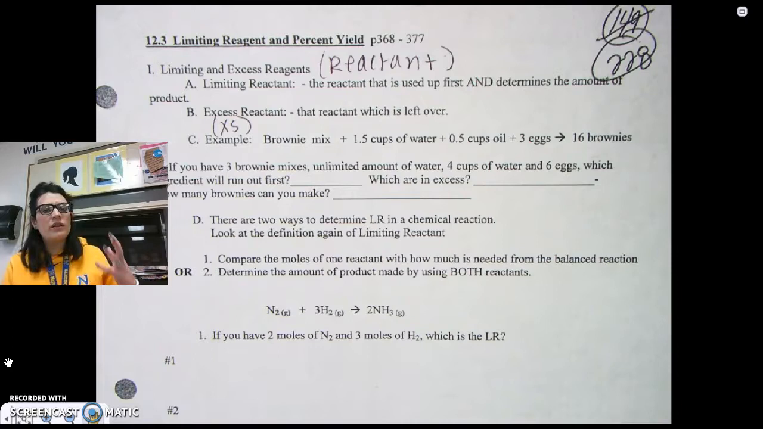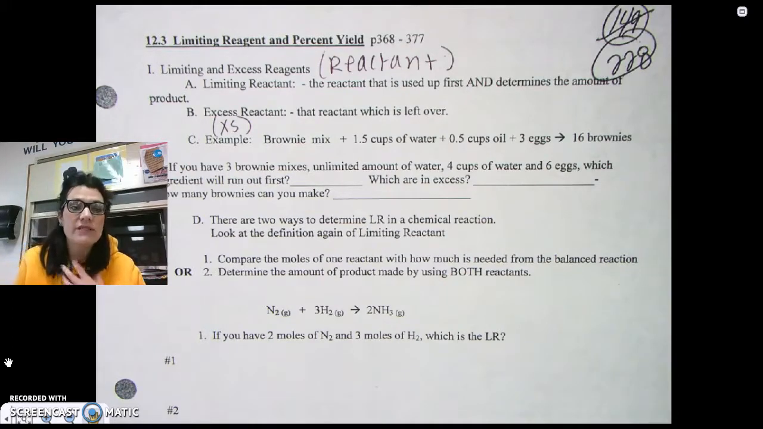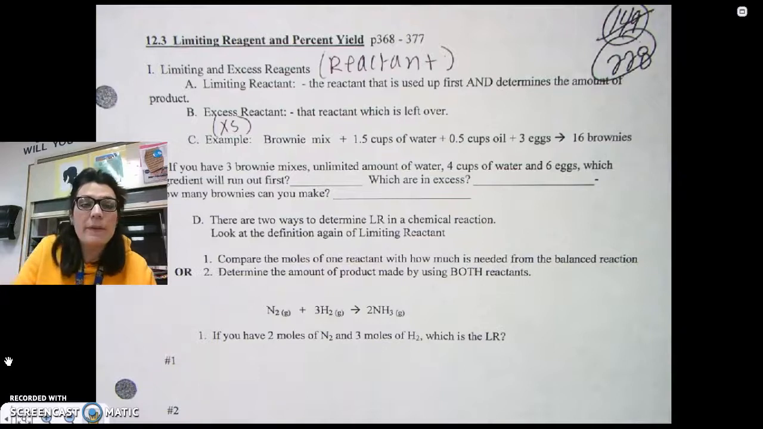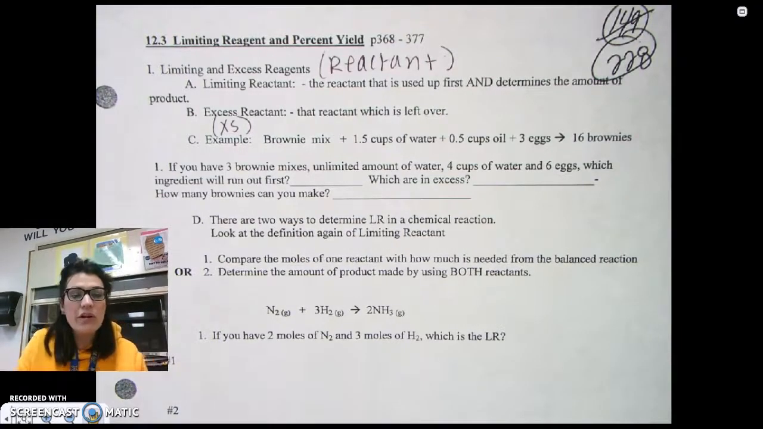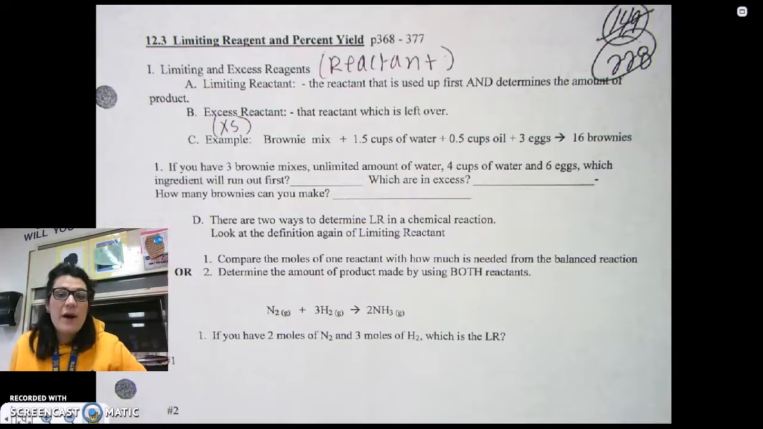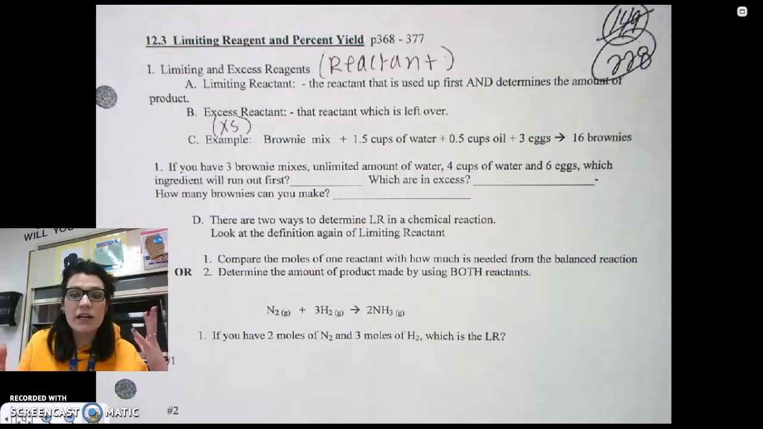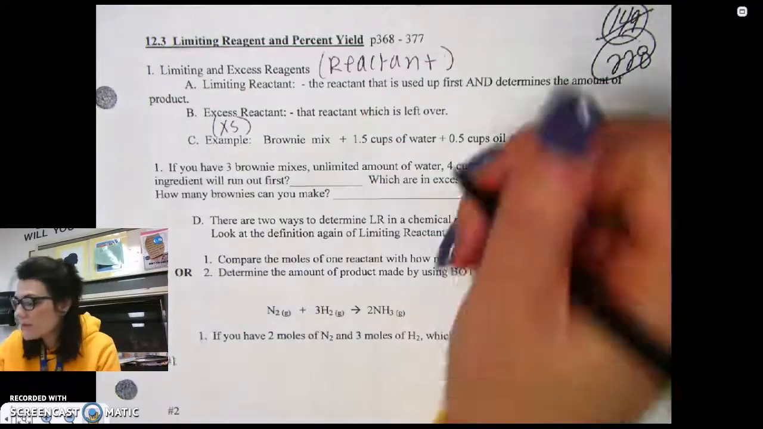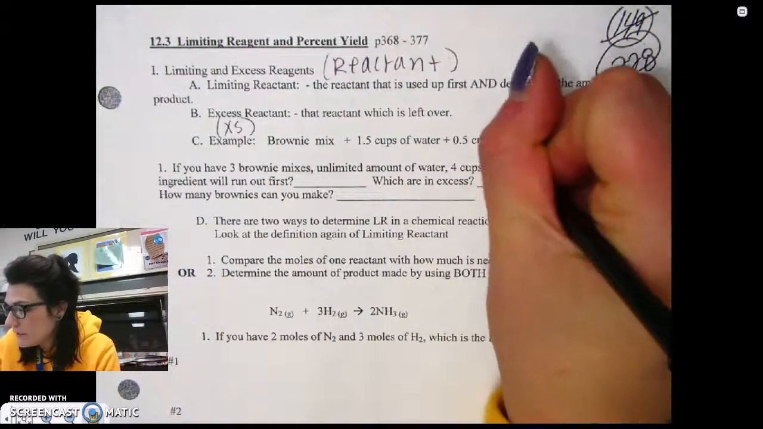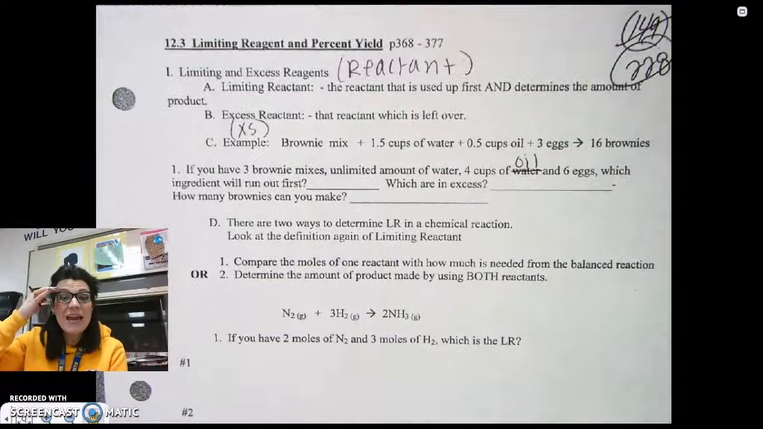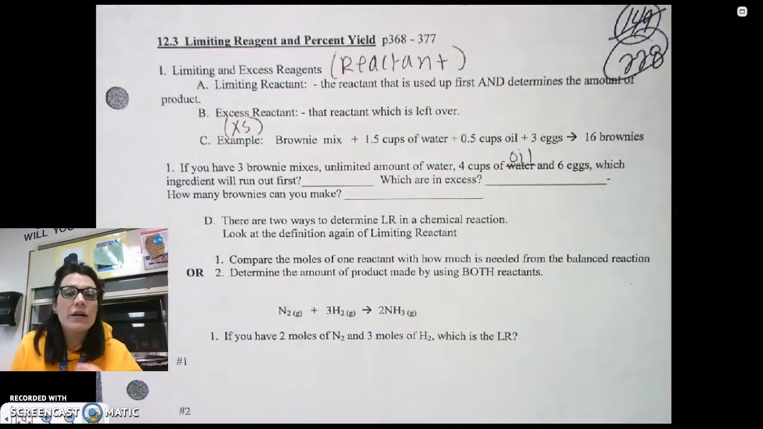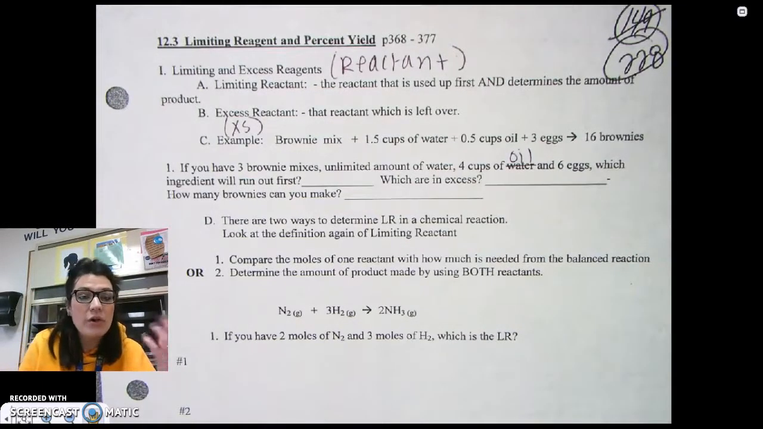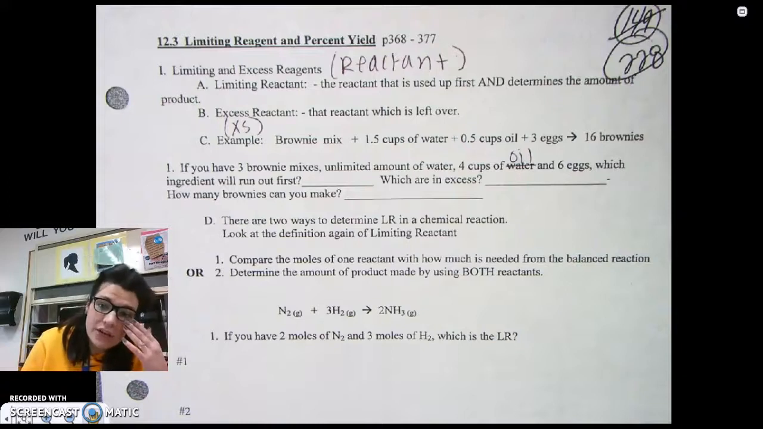And we saw this with our s'more activity, but we can also give an example with our brownies, right? That we were using before. So if we use our same chemical reaction for brownies, if I have 3 brownie mixes, unlimited amounts of water, 4 cups of oil, sorry, that was a typo, and 6 eggs, how much or which ingredient will run out first? Okay, so let's take a look at this, okay?